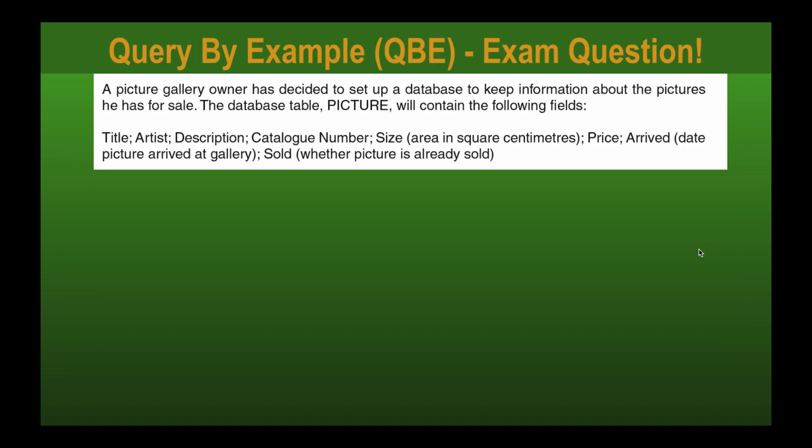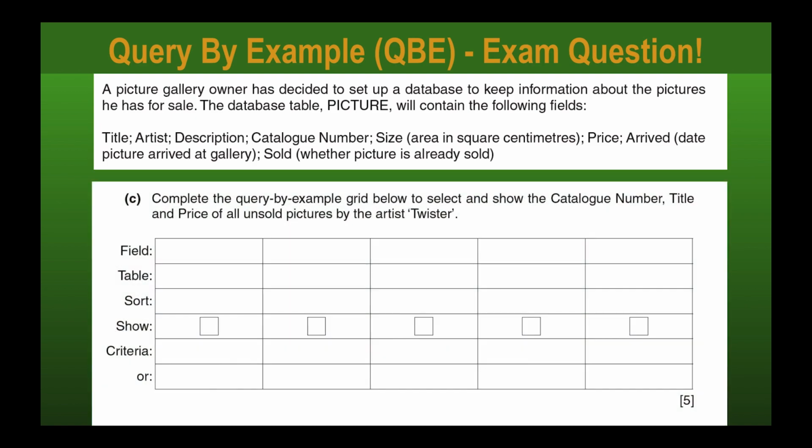Let's try an exam question. Shall we see how we can do? Let's see the actual exam question for this scenario we keep looking at. Here is our query by example. It says in the grid below, you're going to show the catalogue number, title and price of all unsold pictures by the artist Twister. I'll teach you how to just knock through this really quickly. Don't overcomplicate. Forget all this. The only thing you need from this bit right now is picture, because what does that big capitalized picture mean? That's the table name.